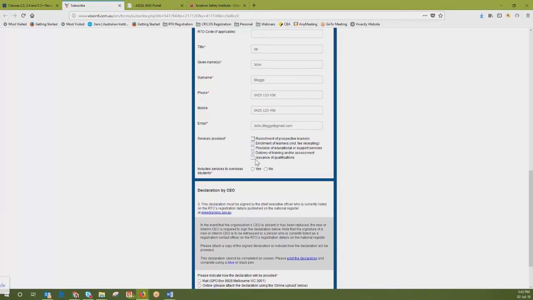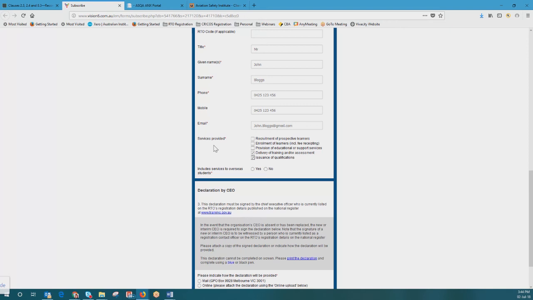There shouldn't be an issuance of certificates unless they're issuing certificates. So it might be that you have a third-party arrangement with another RTO that is issuing certificates on your behalf. So, for example, that first aid unit for the full qualification. So that's where they're responsible for the issuance of the certificate.